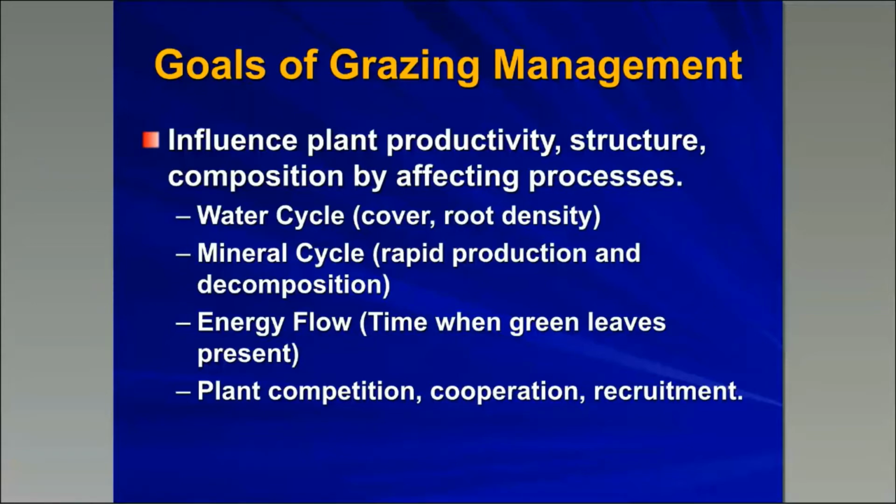Plants also have cooperative relationships. We may have a legume species that fixes nitrogen that can share with a grass plant that does not, simply by the mycorrhizal fungi that grow between them. And then recruitment, if we have enough moisture to get new seedlings, we need to have animals not being on every one of them where they clip them off before they can really put down a root system and be able to survive. So all of those things we can affect with how we manage the animals.